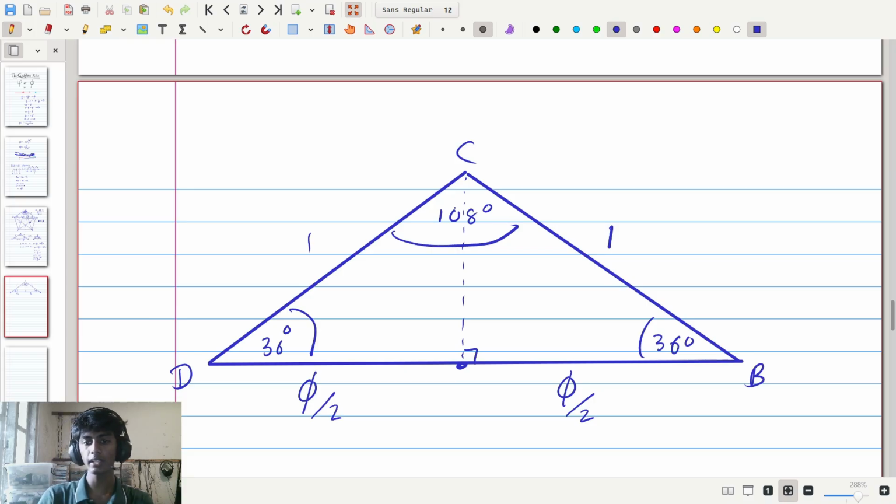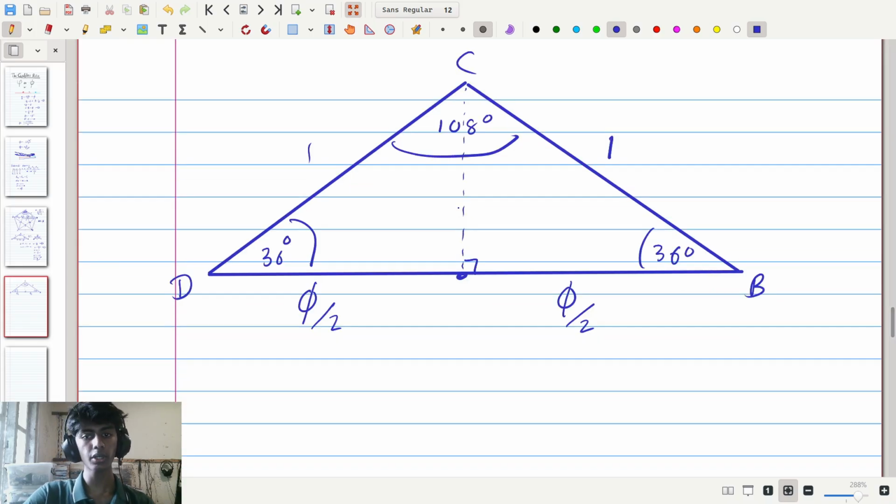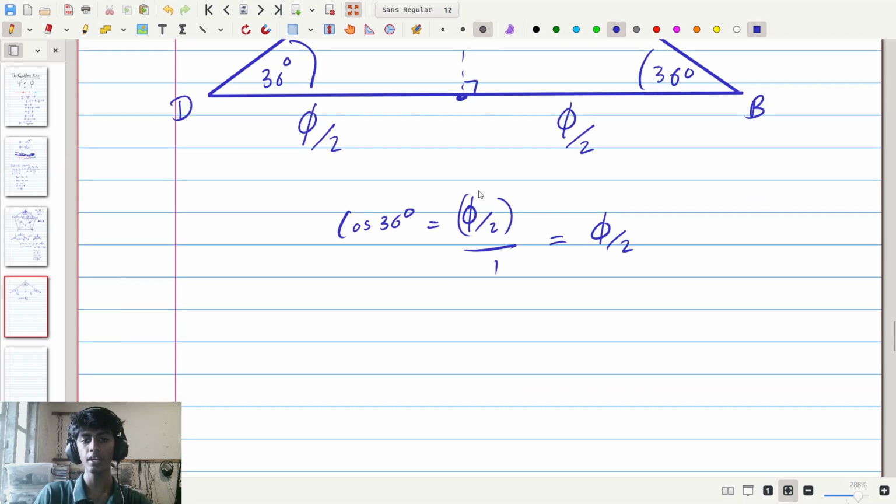So now within this triangle we can see, considering the cosine of 36 degrees, that the cosine of 36 degrees is equal to the adjacent divided by the hypotenuse. The adjacent here is the golden ratio divided by 2, so golden ratio divided by 2 divided by the hypotenuse, which is 1. So then we have that the cosine of 36 degrees is equal to the golden ratio divided by 2. So there we go. The cosine of 36 degrees is related to the golden ratio.